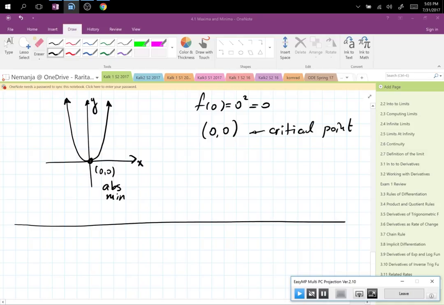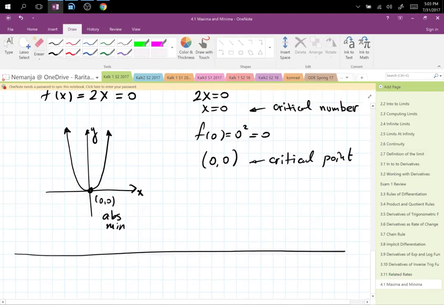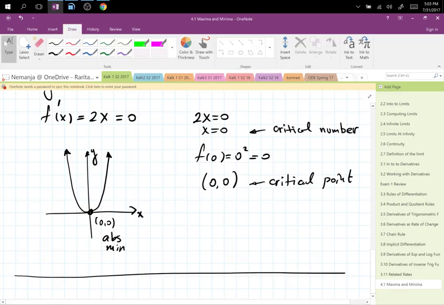There we go. So I added this graph of x squared where we can clearly see that we have an absolute minimum. All right, looks like the stream is going to be difficult today.